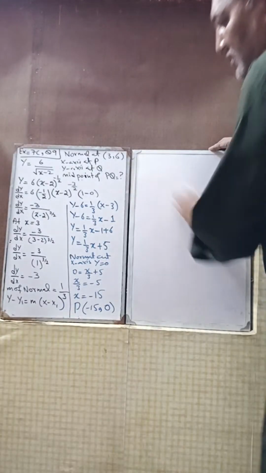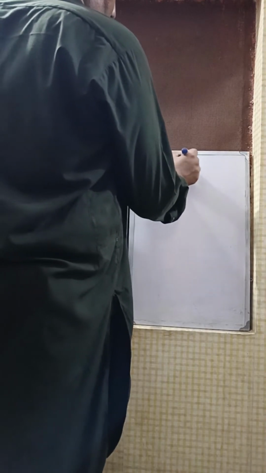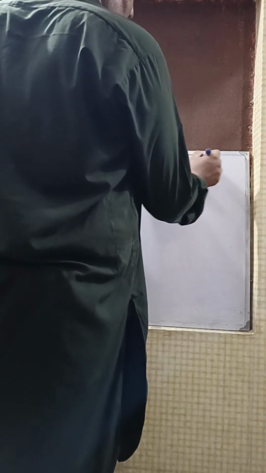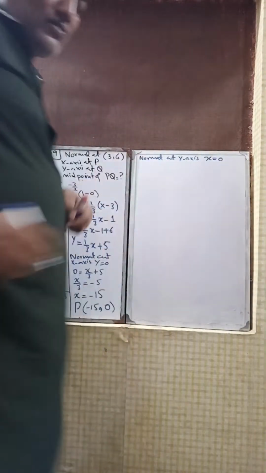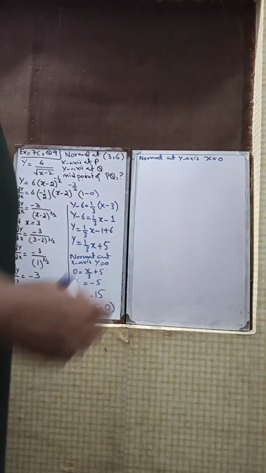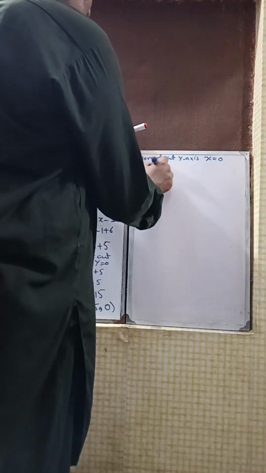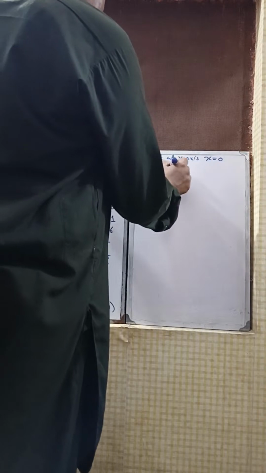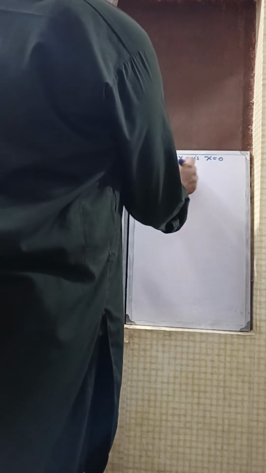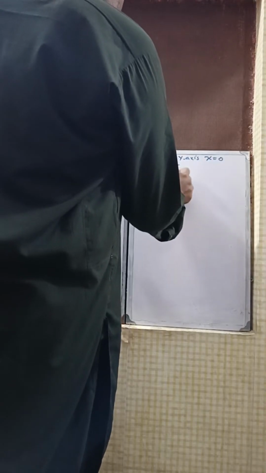You see, when the normal cuts the y-axis, the x will be 0. So in the equation of the normal, which is y equals 1 by 3x plus 5, in the place of x we will put 0. So the y will be equal to 5.